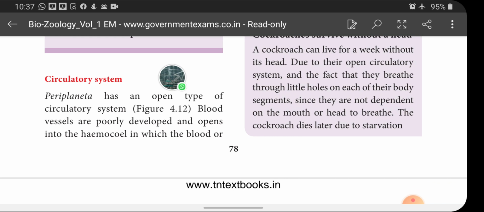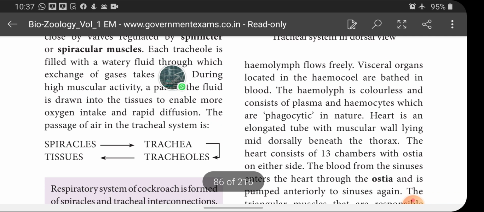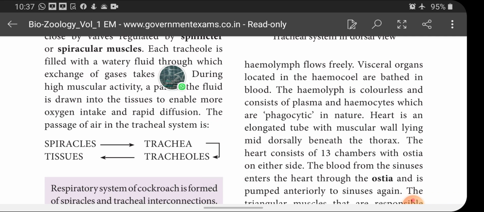Periplaneta has an open type of circulatory system, that is, blood vessels are poorly developed and open into the hemocoel, in which the blood or hemolymph flows freely. You know very well I have already discussed the open circulatory system with you. In case of any doubt regarding this, please refer to lesson number 1. Since the blood vessels are poorly developed in Periplaneta americana, the hemolymph flows freely in the body space.